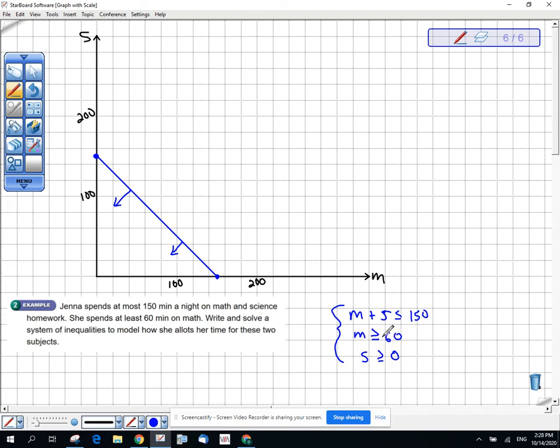The second constraint is what they really are, but second inequality. M is greater than or equal to 0. Well, here's the m axis. Excuse me, I'm talking too fast. M is greater than or equal to 60.